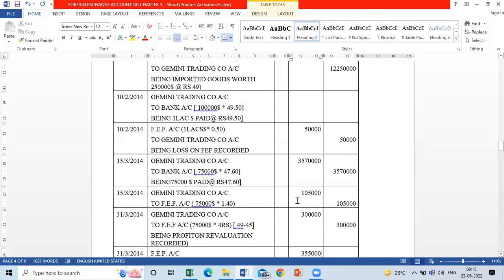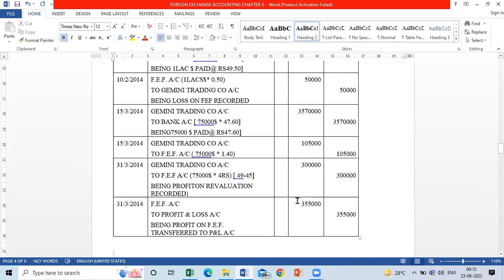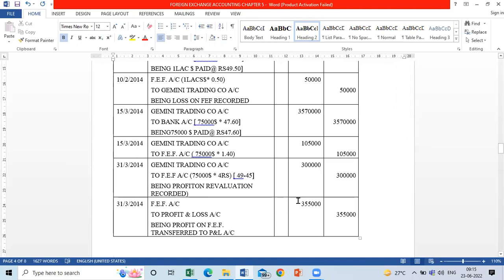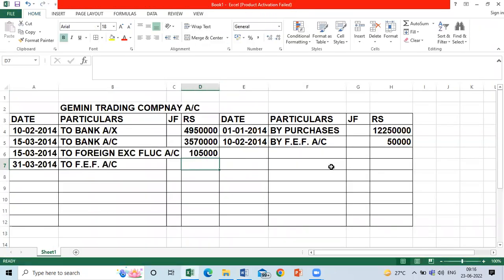Now comes 31st March. Look here. This is the entry which I want to explain. On 31st March, there is a profit on revaluation. We have debited Gemini Trading Company account on 31st March 2014, to foreign exchange fluctuation account. Amount will be 3 lakhs, this one. I'll take 3 lakhs here.